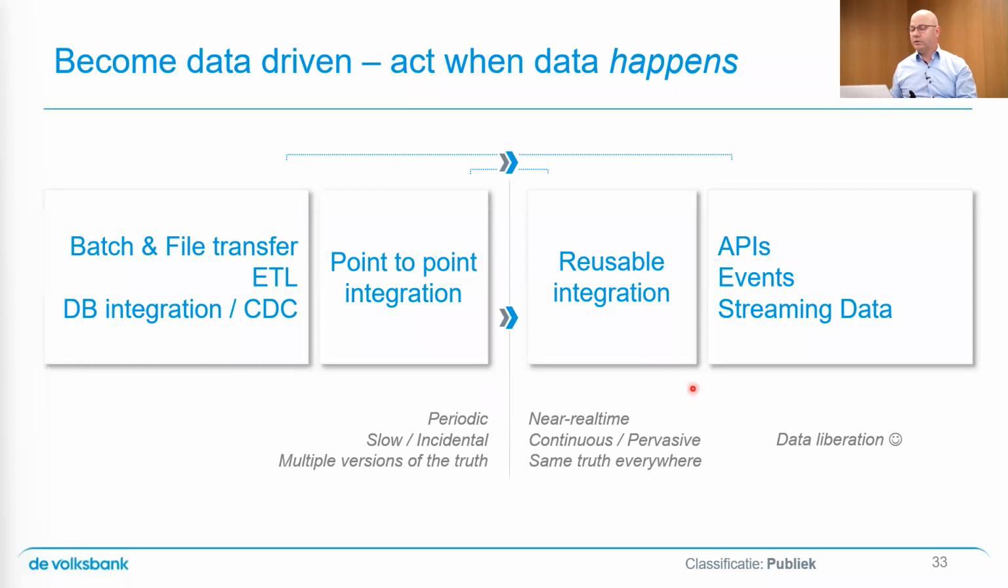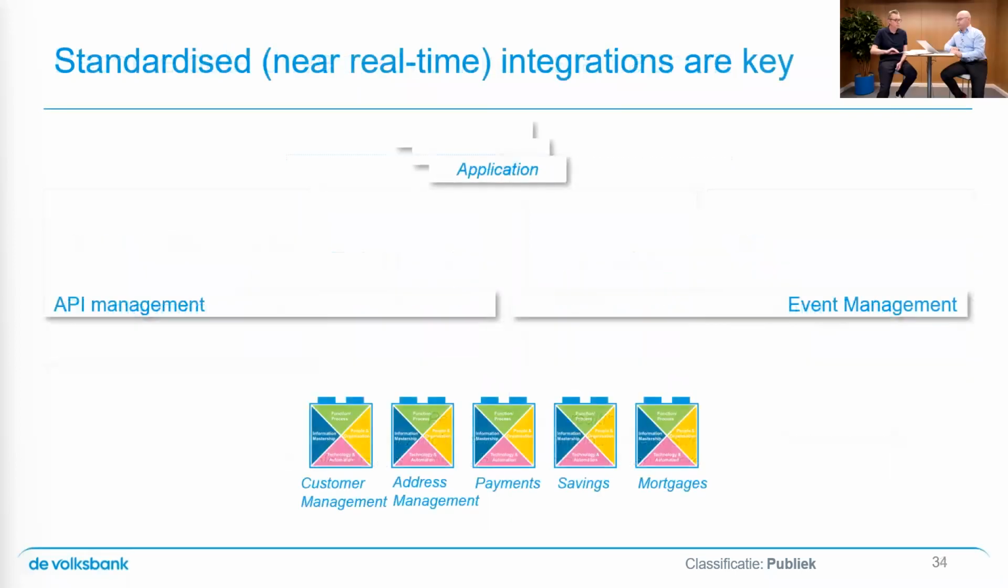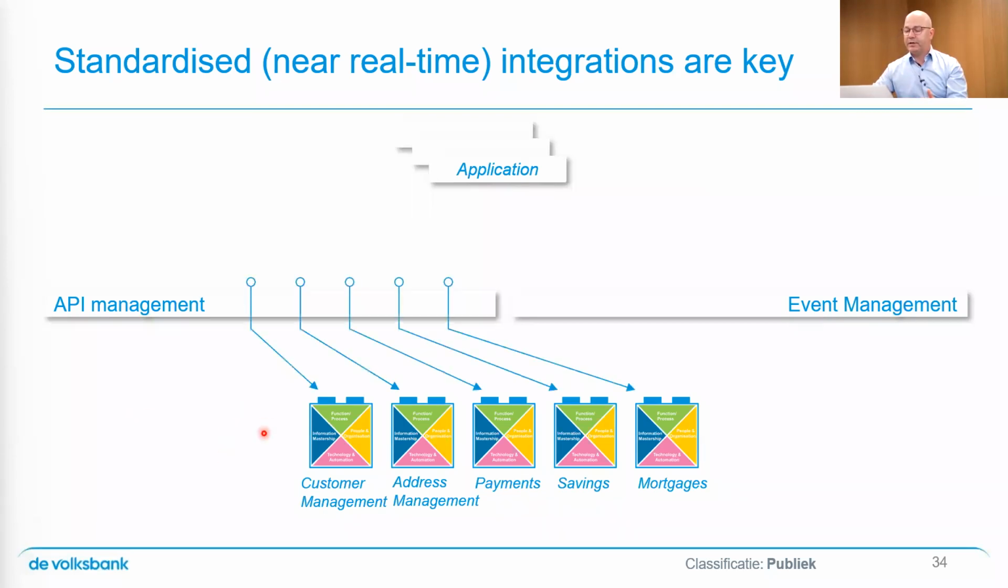And the idea is that once we've done that, you can always address the latest state, the latest truth in an organization by calling an API or by looking at the events that are shared by a business capability. If we look further, those standardized near real-time integrations are key to having this near real-time application landscape, where at the bottom here you can see the various capabilities offering APIs and events. On the left-hand side with the little circles, those are the APIs, and with the arrows, they are the events.